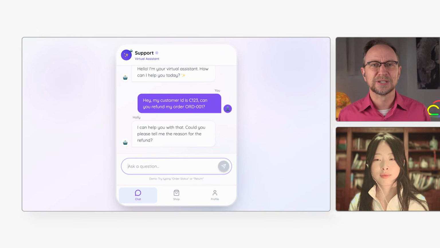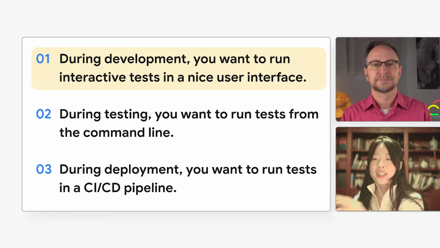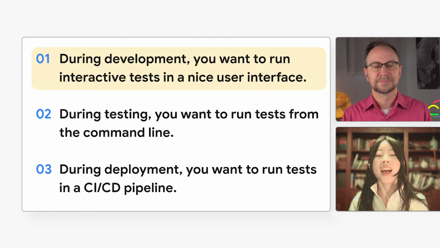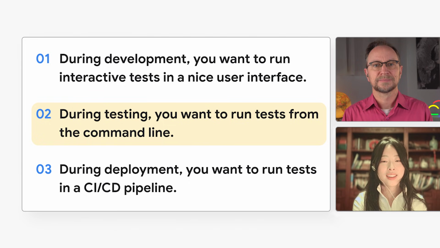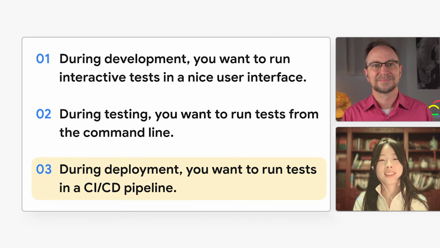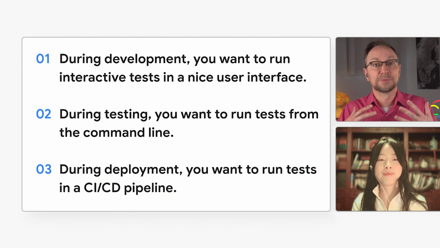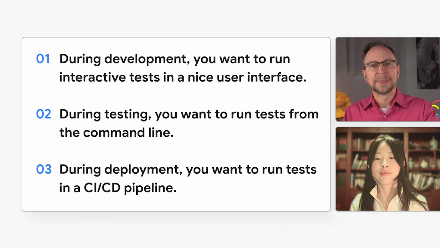deploy to real users? Yeah, so you want different kinds of testing for different stages of the software lifecycle. And here is how I think about it. During development, you can run interactive tests in a nice user interface. And during testing, a good way to run tests is to run it from the command line. And during deployment, you want to automate tests in a CI/CD pipeline. Okay, I come from a traditional software background, and I know how to do those things for regular software. And how do I do that for agents?